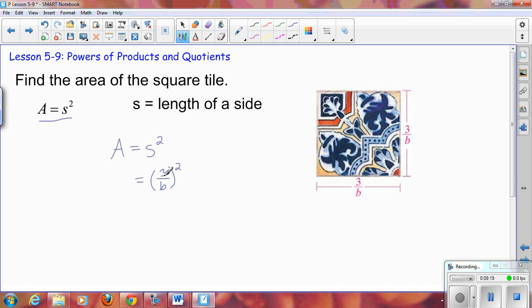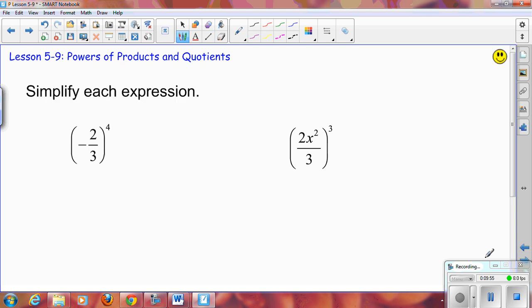squared. Now I put those parentheses there because otherwise the squared would only apply to the 3, because remember, the exponent only affects whatever it's touching. If it's touching the parentheses, it affects everything inside the parentheses. Okay, so that's 3 squared over b squared. Okay. 3 squared is 9. And b squared is just b squared because we don't know what it is. So it's 9 over b squared square units.